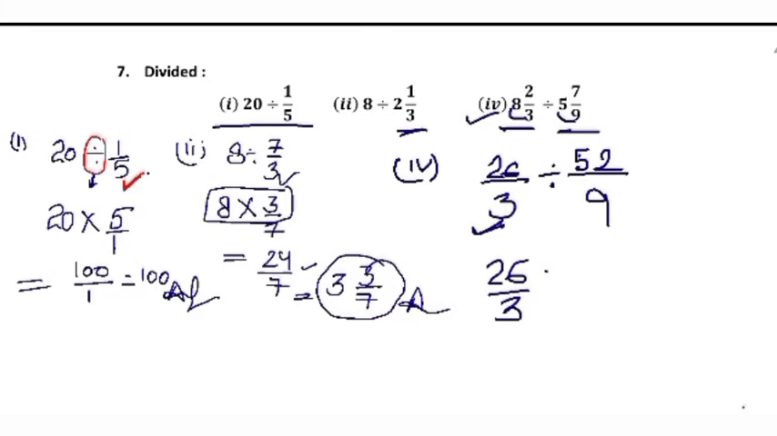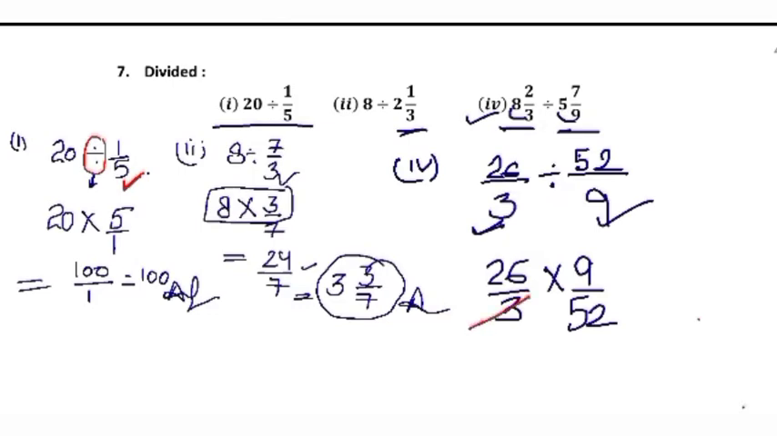Division sign will be replaced by multiplication. Next fraction, we will write its reciprocal now. Reciprocal of 52 upon 9 is 9 upon 52. Now check the numerator and denominator. Are they divisible by any same number?